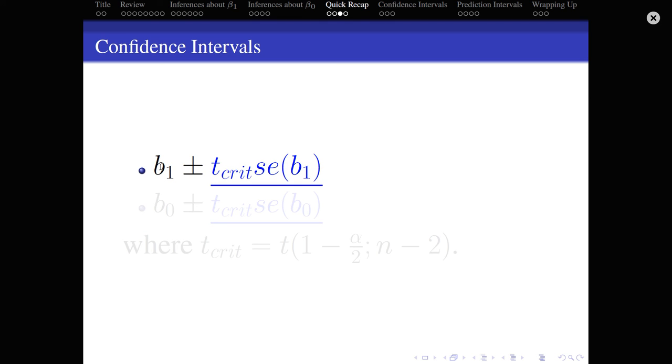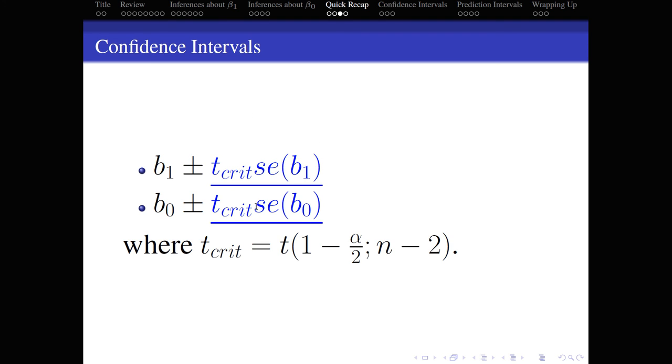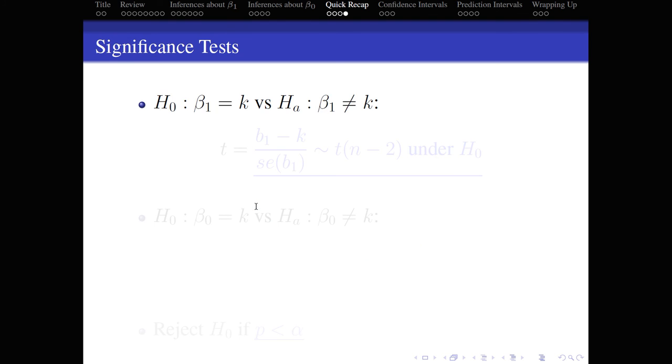We use B1 in the confidence interval for beta 1, and these are both pretty straightforward. For beta 1 and beta 0, it's just the parameter estimate plus or minus the critical value times the standard error, where we have the critical value at 1 minus alpha over 2 and n minus 2 degrees of freedom. For the significance tests, to test against a generic k, we have b1 minus k divided by the standard error, and that's distributed as a t-distribution with n minus 2 degrees of freedom.